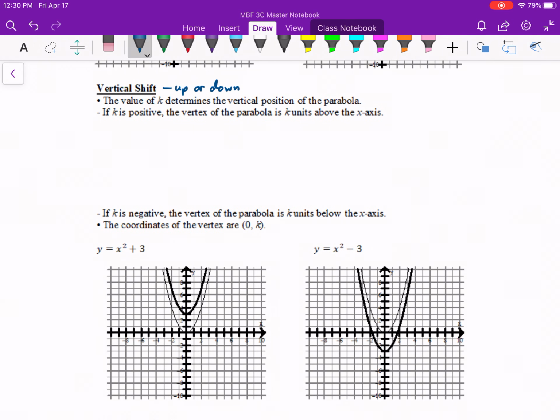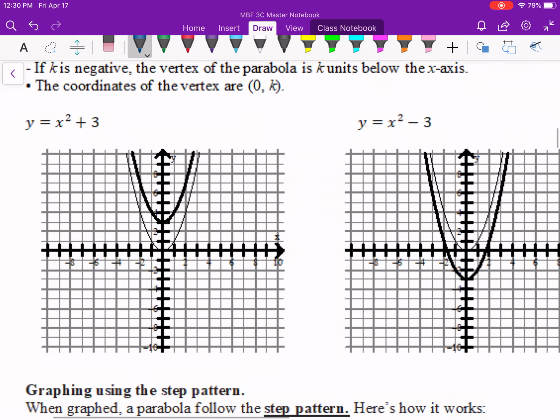So here's a couple of equations. Again, the light-colored one is just the graph of y equals x squared. So the dark-colored one is y equals x squared plus 3. So they're both y equals x squared, so there's no a value change. They're the same shape. The only difference between the dark-colored one and the lighter one is that we have this plus 3. Well, look what's happened.